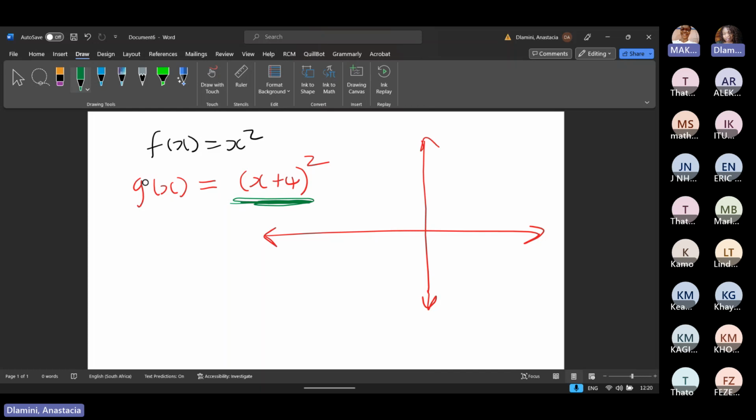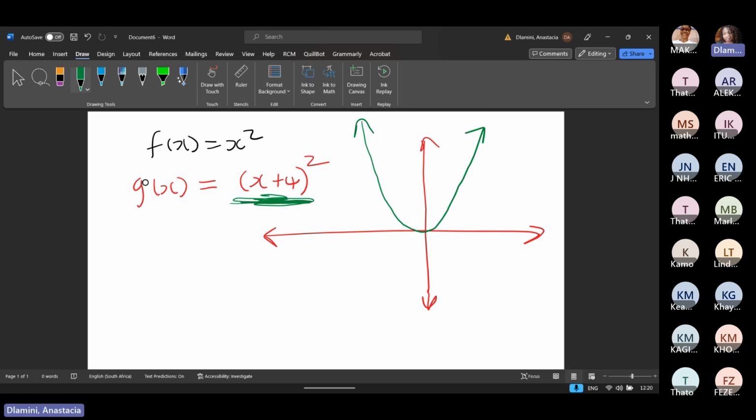Yes, but I just want to clarify something. Because it's a positive inside, and if your original graph is like this, remember that for vertical shifting, when you add, you go upwards, and when you subtract, you go downwards. For horizontal, when you add, you go to the left. When you subtract, you go to the right.